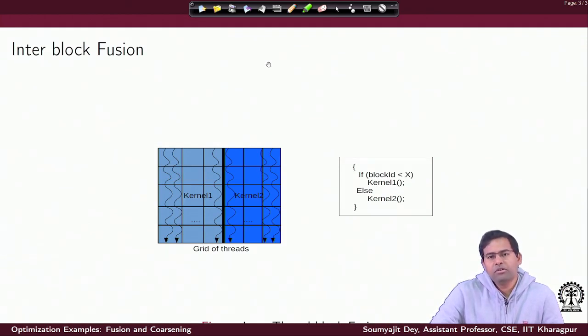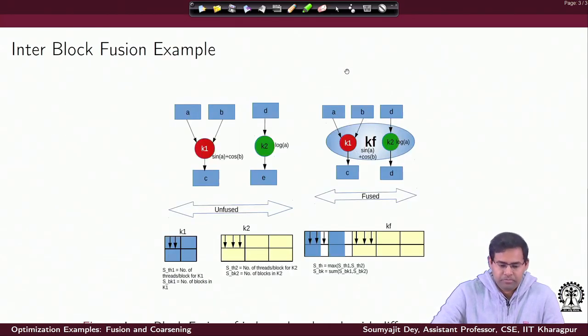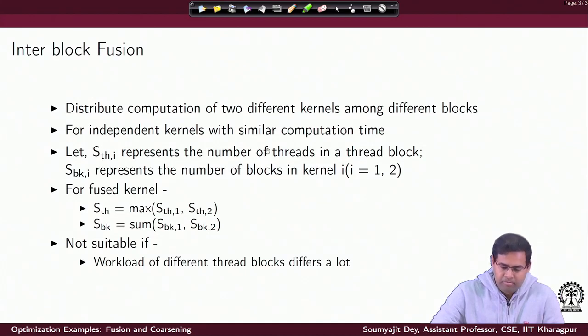Right? Because overall, what is your target? Your target is to increase the occupancy of the GPU and keep on using all the architectural elements, the compute units, the memory elements, the memory bandwidth, in parallel with as high throughput as possible, right? So if the independent kernels have similar computation time, then this is a good idea, otherwise not.